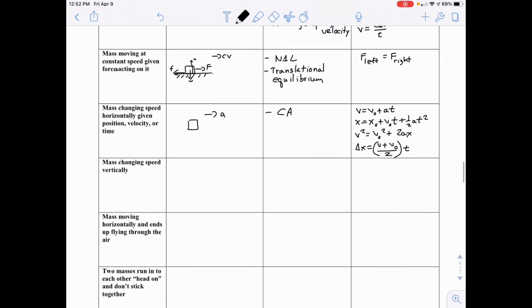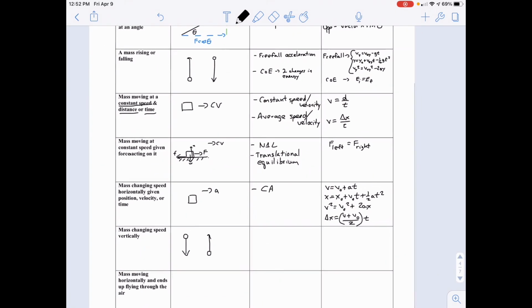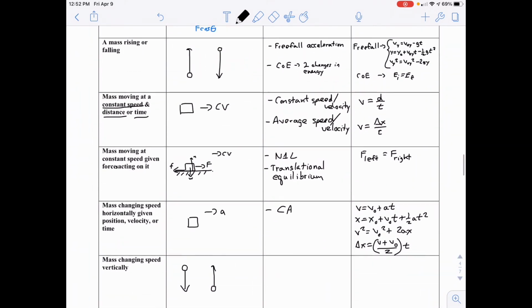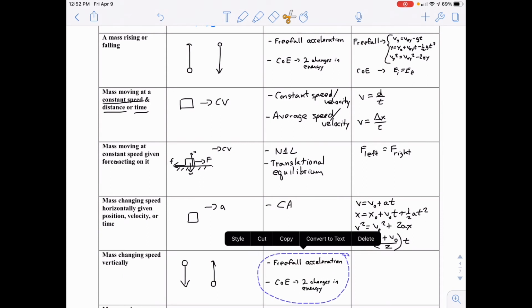All right, now what if we have a situation where we have a mass changing speed vertically? Well, that means we have a mass that's essentially being dropped or thrown upwards. That is exactly the same thing that we saw a few scenarios earlier. That would be a free fall acceleration problem if you're given kinematic variables, or a conservation of energy problem if you're involving only height and speed.